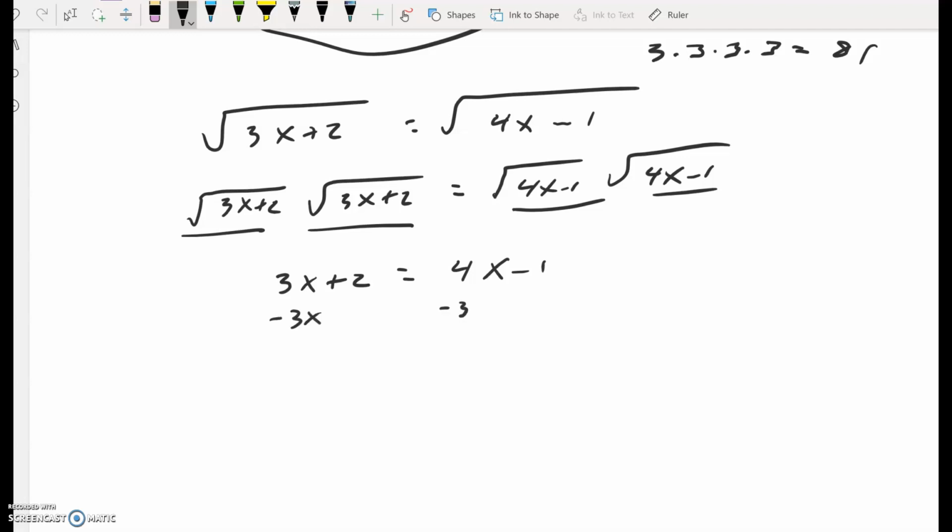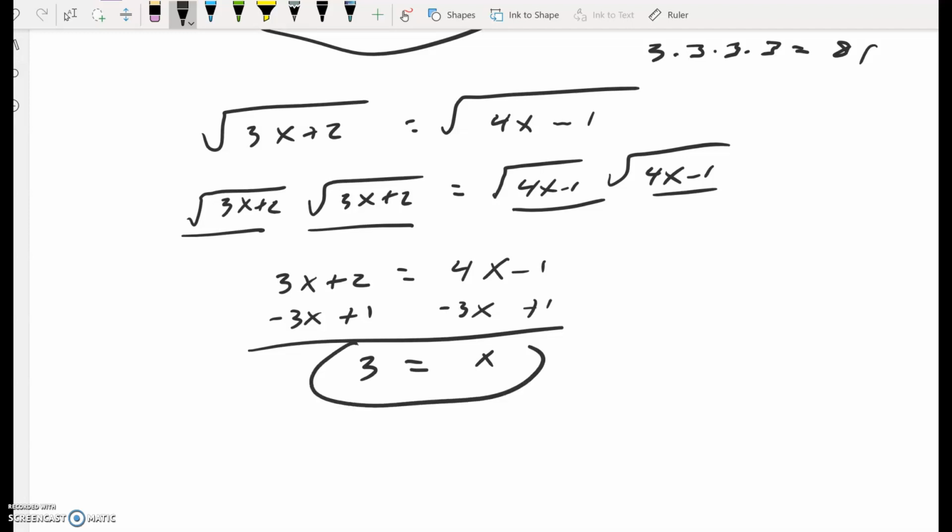I'm going to take away 3 x's from both sides, and that'll put the x here. But then I'm going to add 1 to both sides, and that'll put the 3 here. And so I'm thinking x equals 3 is the solution. If I put the 3 here, I get the square root of 11 on this side, so that checks. So 3 is really the solution.